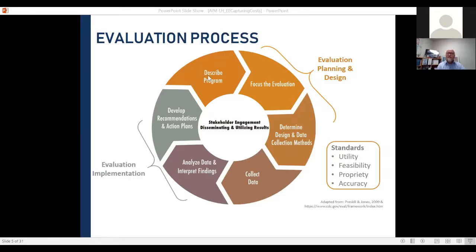I'd say that it even fits into these pieces here in terms of recommendations, in terms of costs, and describing the program in terms of costs instead of just what are the services delivered or the interventions that are being done.